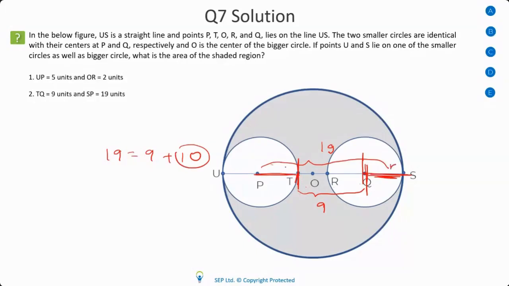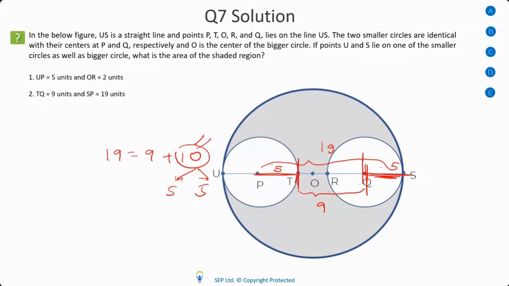Now, these two are basically the radiuses, right? This is R, this is R, radius. So I can say this 10 that I have here can be equally split into 5 and 5. So this has to be 5. This has to be 5.